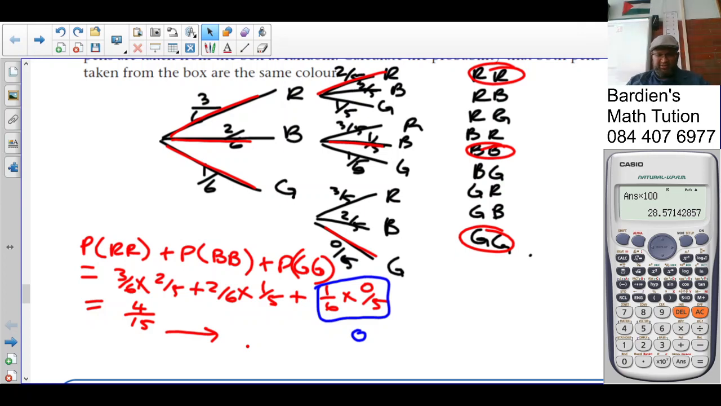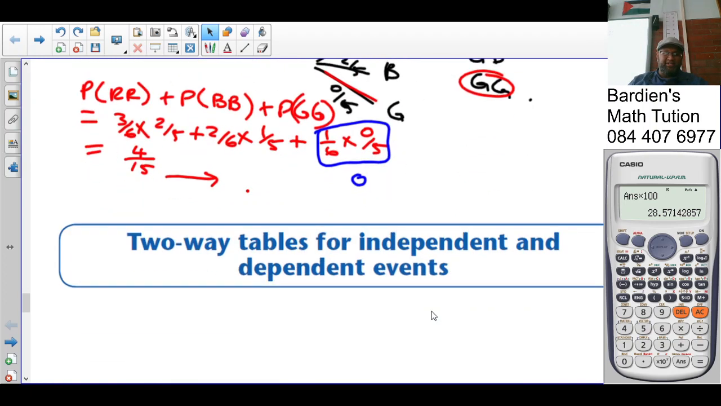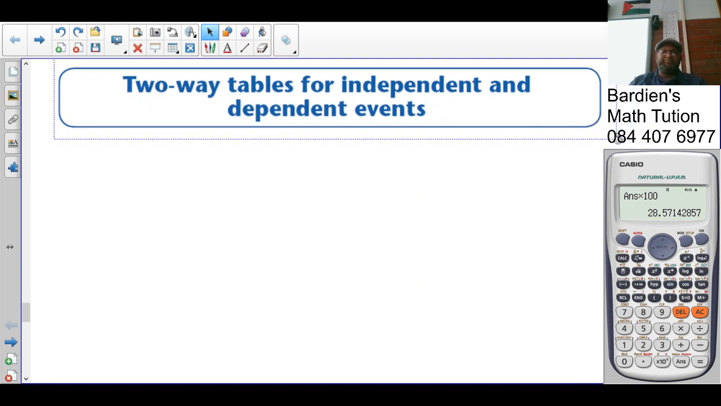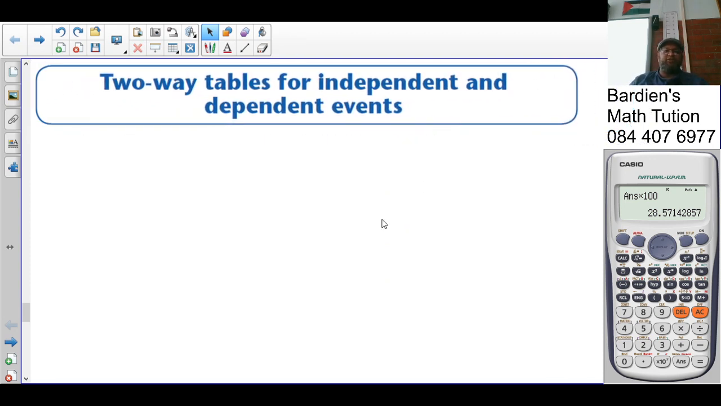Oh my word. After 40 minutes, you can't say yes or no. People, 2 white tables for independent and dependent events. Okay. So at this point, we gave you homework. Your homework is going to be the even numbers of that exercise.